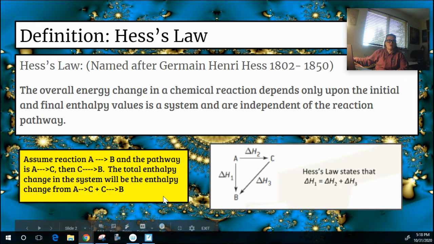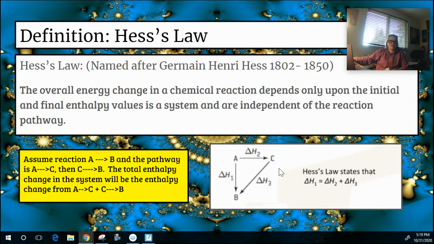I stated that here as well. So if A goes to B, but it does so through the pathway of A to C, then C to B, then the enthalpy change of A to C plus the enthalpy change of C to B will give you the overall enthalpy change of the reaction.